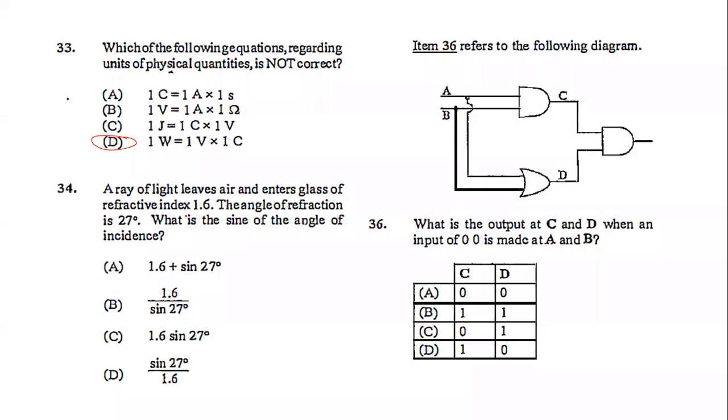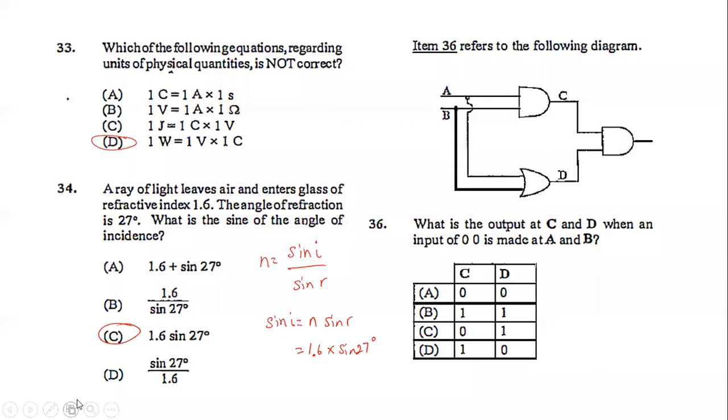Question 34 asks, a ray of light leaves air and enters glass of refractive index 1.6. What is the angle of incidence? So we should know that n is equal to sine I over sine R. So therefore sine I will equal n times sine R, which is equal to n given as 1.6 times sine R given as 27 degrees. So that answer corresponds to C.